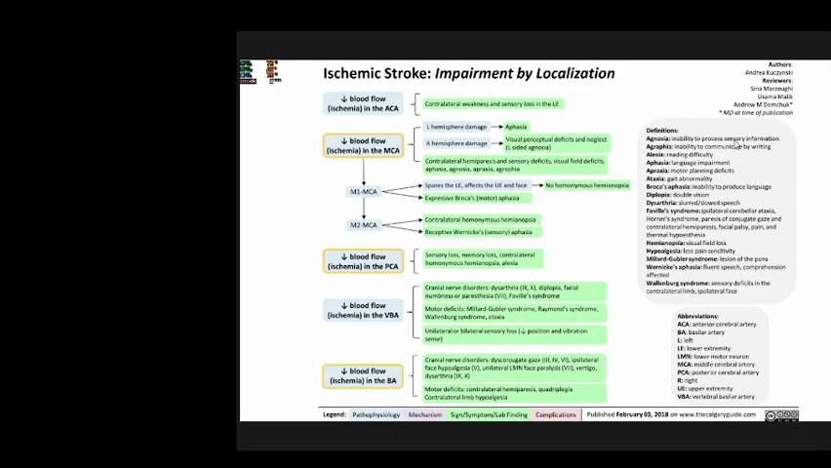dysphagia, tongue deviation, left central facial paralysis, and dysarthria. Also, not mentioned in this slide is the involvement of the PICA. In PICA, there's what we call Wallenberg syndrome. Our patient has dysphagia and hoarseness.